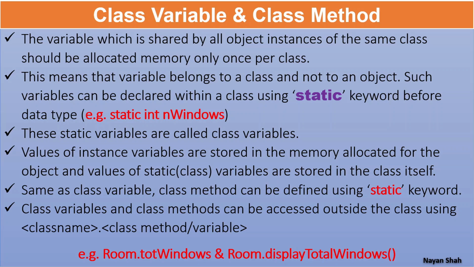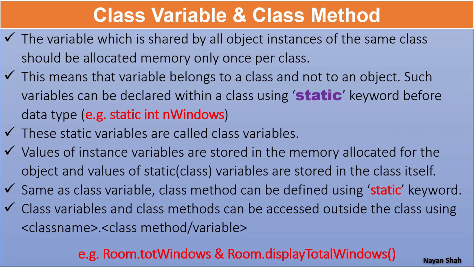Such variables can be declared within a class using the static keyword before the data type. For example, static int nWindows. So nWindows is of type integer. Here it is taken as integer. In the previous program we had taken it as byte, but it can be anything, whatever is your requirement. But static means now this nWindows is a class variable which will not be copied in every object. These static variables are called class variables.